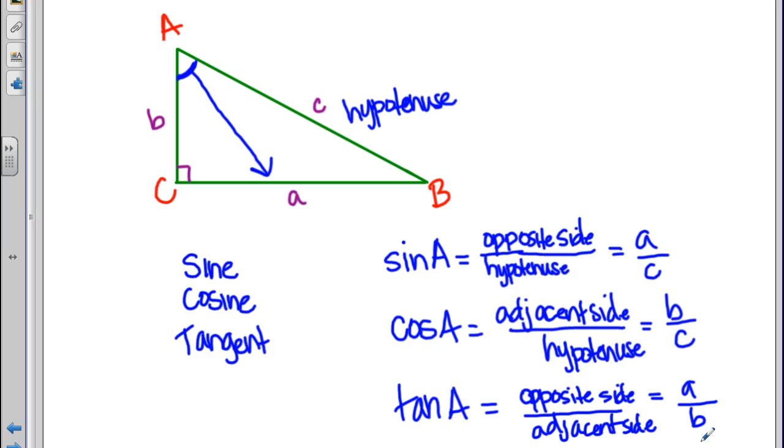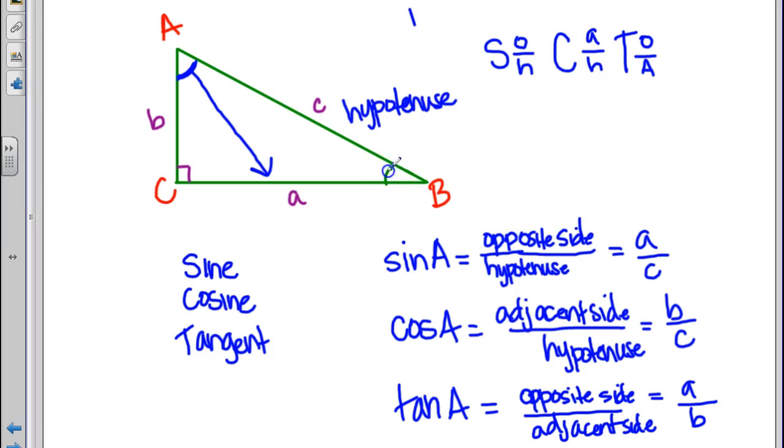All right. Now, think about this for just a second. Sine is opposite over the hypotenuse, so it looks like this. Sine is opposite over hypotenuse. Cosine is adjacent over hypotenuse. Tangent is opposite over adjacent. Just a quick way to remember that: SOHCAHTOA. Cool.